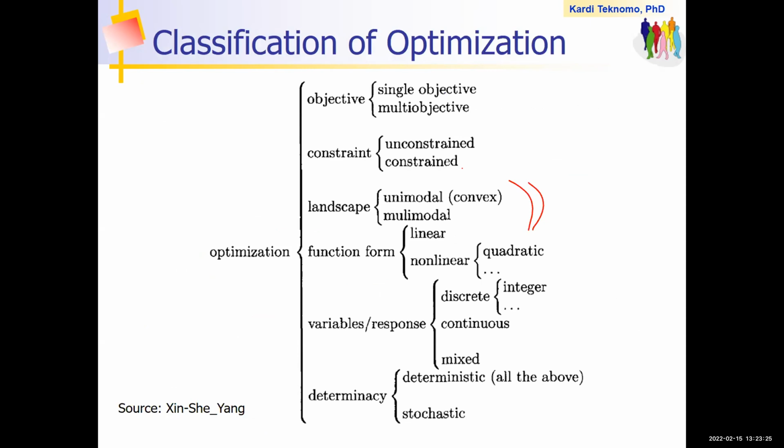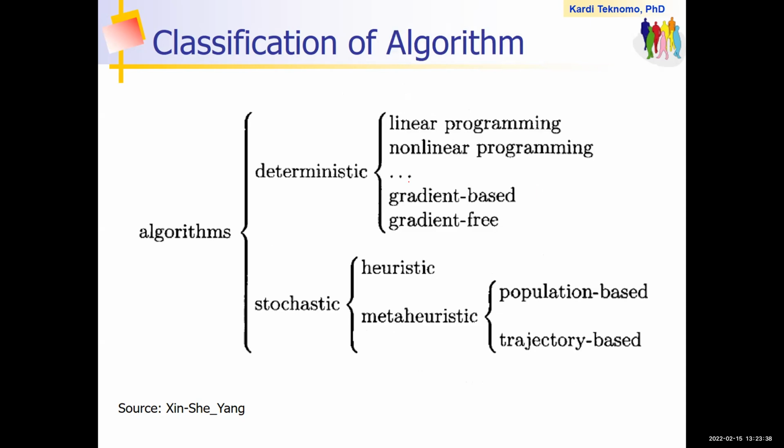Okay, what is next here? The function can be linear or non-linear. The variable can be discrete, continuous, and mixed. In this course, we will learn about integer programming also. Okay, I think next meeting.